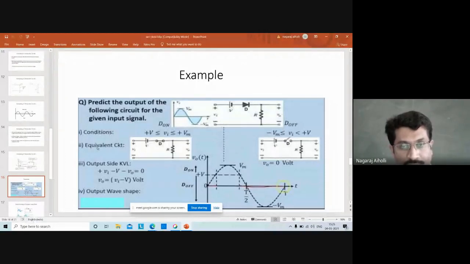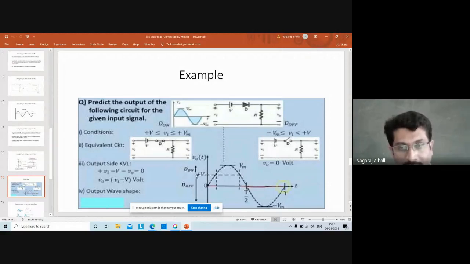This is the equivalent circuit that is shown, that is V with the diode shorted when the diode is in the conduction state. Then Vi is greater than V. When Vi is greater than V, the diode is conducting and we are getting the output voltage. We are getting the output voltage above this plus V level, which is shown on the sine waveform. Above this plus V level, you can see here, I have marked it as D on. The diode is in the on state.